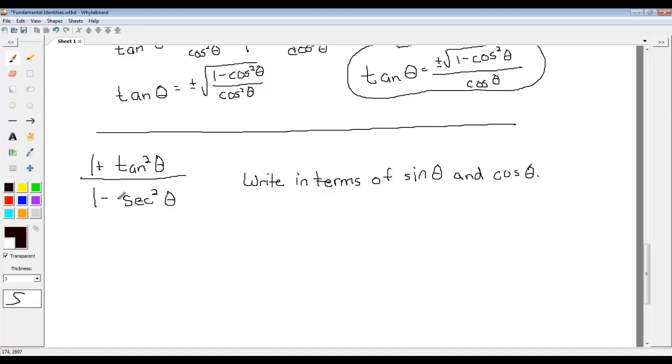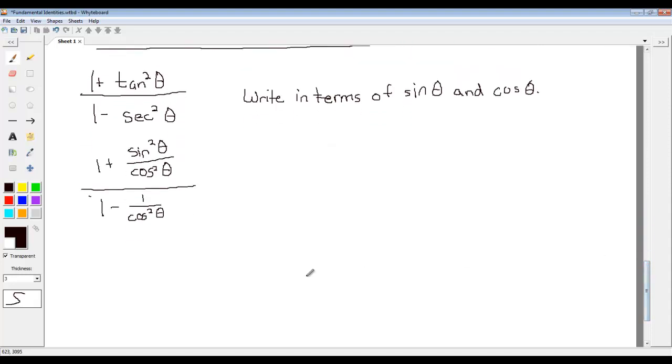Well, we know tangent is sine over cosine, so we can rewrite that as 1 plus sine squared theta over cosine squared theta. And then we know secant is 1 over cosine, so we can do 1 minus 1 over cosine squared theta. All right, clean up the fraction a little bit. Up top you're going to have cosine squared theta plus sine squared theta all over cosine squared theta. And on the bottom you're going to have cosine squared theta minus 1 all over cosine squared theta.